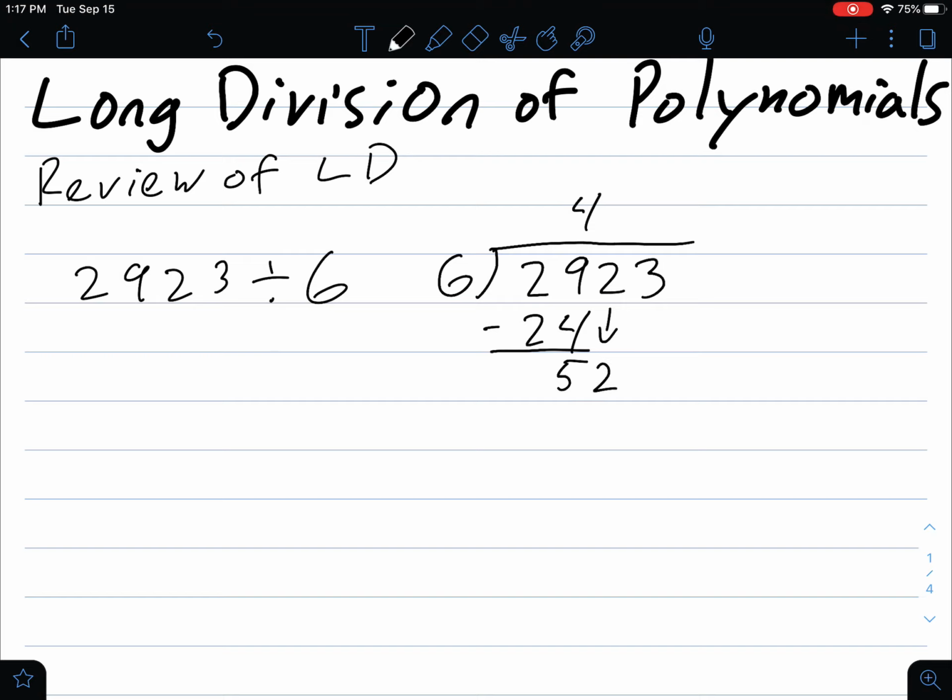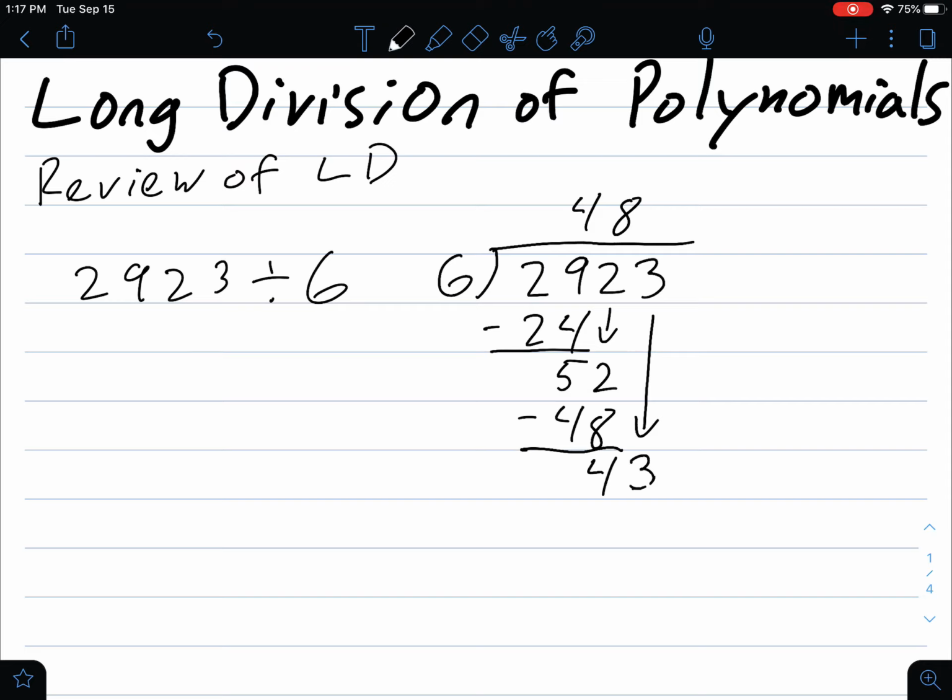Now we're going to start this same thinking process all over again. That's 52 divided by 6. 6 goes into 52 8 times. 8 times 6 is equal to 48. So that goes down here. We are subtracting. 52 minus 48 is equal to 4. And the very last number that we have, 3, comes down.